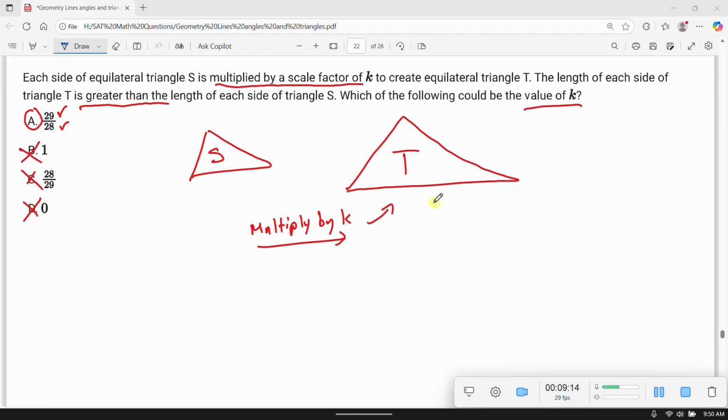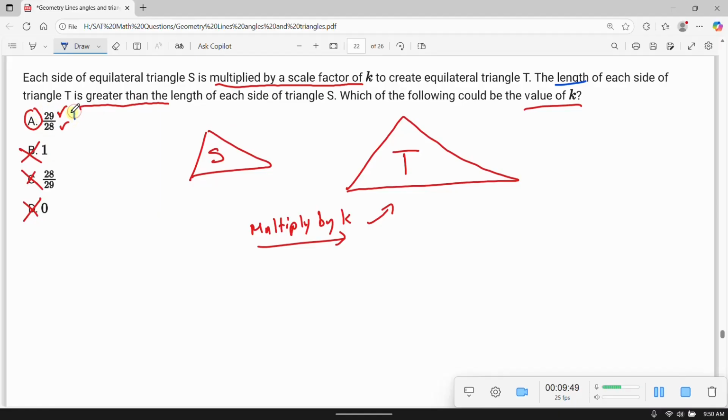So I sketch out the two triangles, triangle S and triangle T. They say the length of each side of triangle T is greater than the length of each side of triangle S. So I sketch triangle T a little bit larger than triangle S. Then they ask me what could be the values of a scale factor K. Then the first choice already pops up for me.